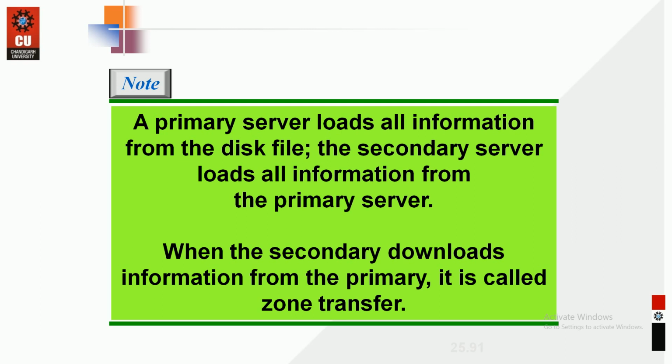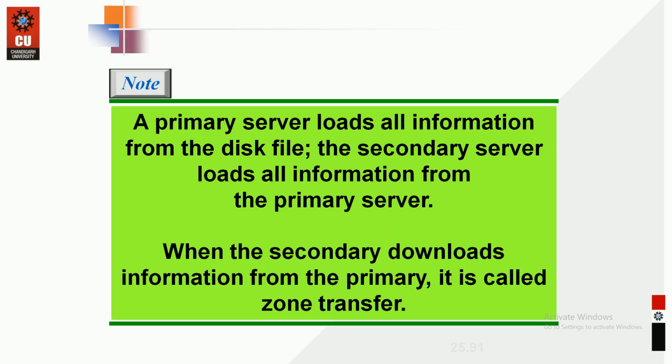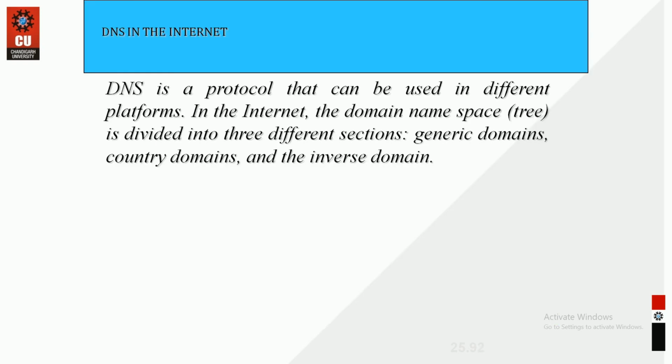The primary server loads all information from a disk file. The secondary server loads all information from the primary server. When the secondary server downloads information from the primary, it is called zone transfer. First the root will give information to .com, and .com will further give information to its subdomains, and so on. This is how the hierarchy works.